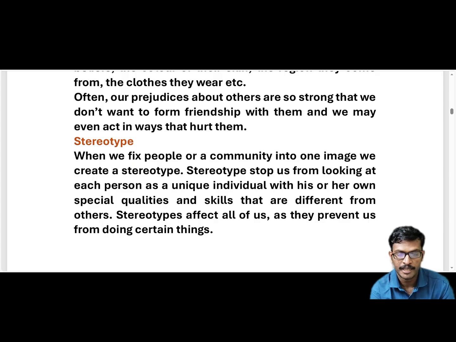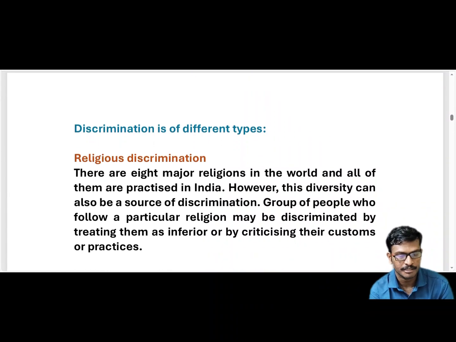A group of people who follow a particular religion may be discriminated against by treating them as inferior or by criticizing their customs or practices. Some people practice their own religion. Suppose you take Hindus and Muslims. Hindu traditions, culture and practices are different from Muslims. So Hindus criticize the Muslim community, and Muslims criticize the Hindu practices, rituals and customs. This is also one kind of discrimination.